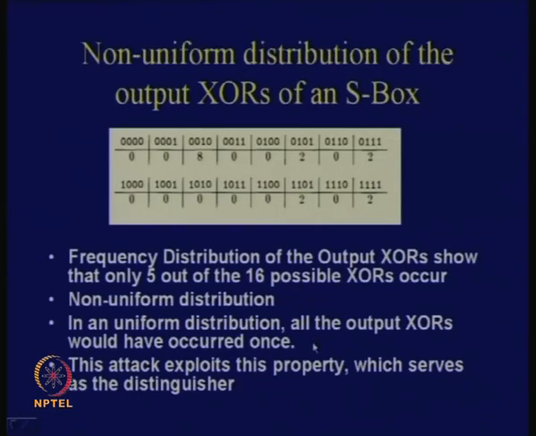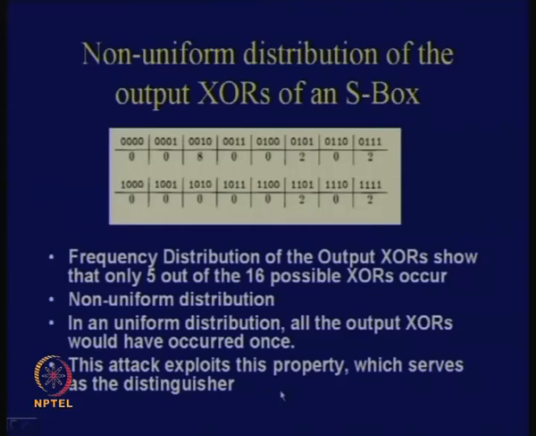In a uniform distribution all the output XORs would have occurred exactly once, because we have a bijective map here. So what if the map was not bijective? Then we would have expected in a uniform distribution each of the elements to occur 2 to the power of m minus n times, if m is greater than n. For example, for DES your input was 6 bits and your output was 4 bits. So if we had a uniform mapping, then each of the elements in a differential table would have occurred 2 to the power of 6 minus 4, that is 2 squared, that is 4 times, okay? But unfortunately that does not take place, and therefore you can try differential attacks.